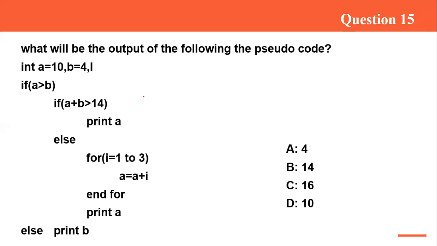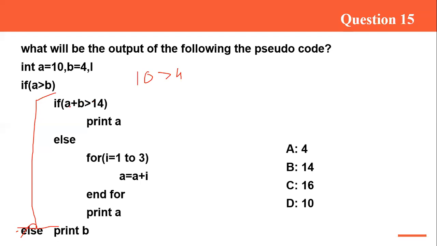Okay. So I guess the majority of you answered 16. Let's see that quickly. A is 10, B is 4, and I is declared, not initialized. A greater than B means 10 greater than 4. It's true, so it will enter inside this if. Inside the if means this else will not be executed at any cost. So we are inside this block right now.